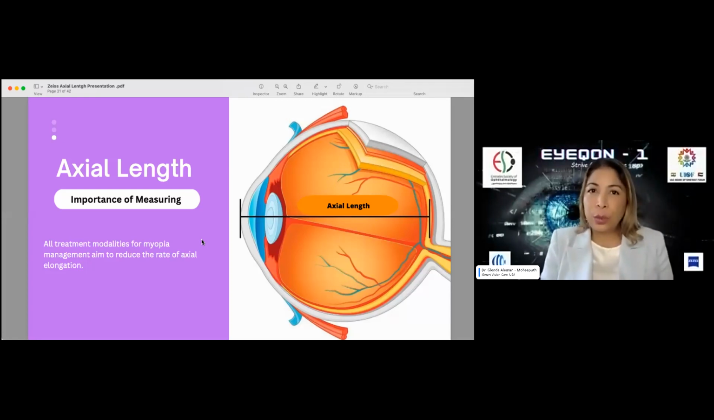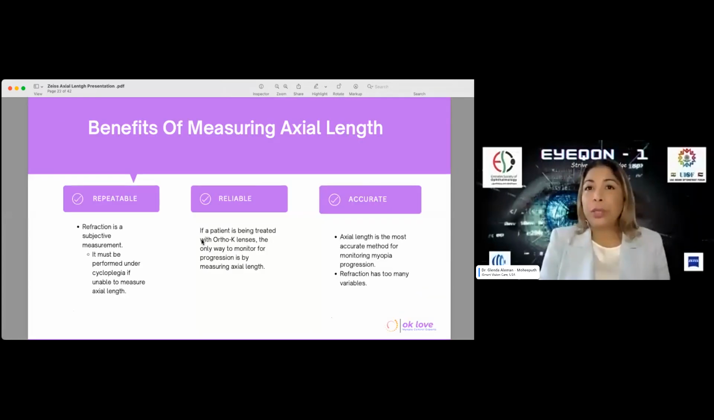So it just makes sense to me that if that's how the treatments work, that we would monitor the axial elongation. The benefit of measuring axial length compared to just looking at the refractive error is that we know it is repeatable, reliable, and accurate. With refraction, if you are going to use refraction only because you don't have a biometer right now, then I strongly urge you to only check refraction under cycloplegic conditions, because that's going to give us a little more repeatability when we're using refractive error as a means to monitor for progression.